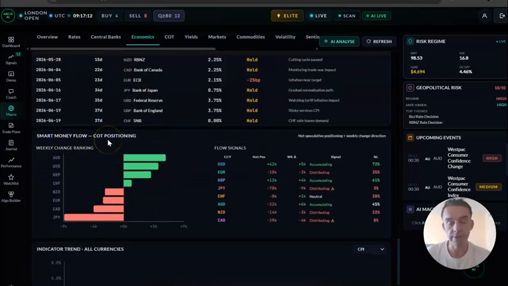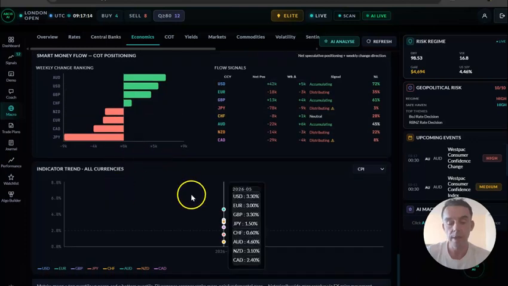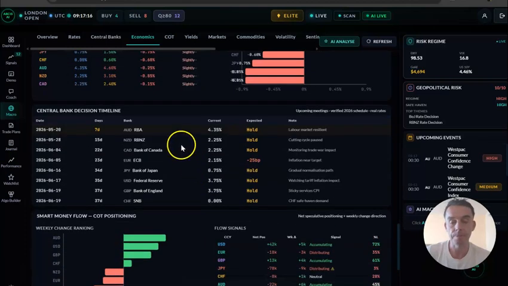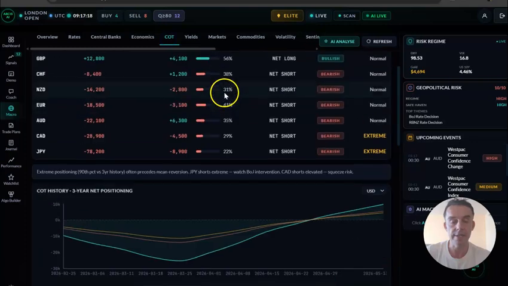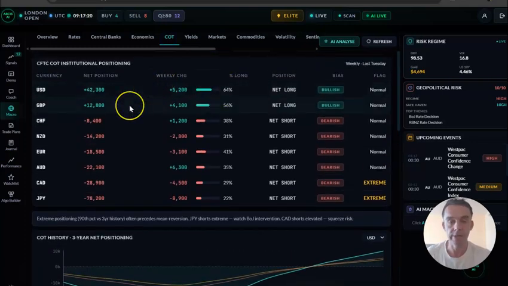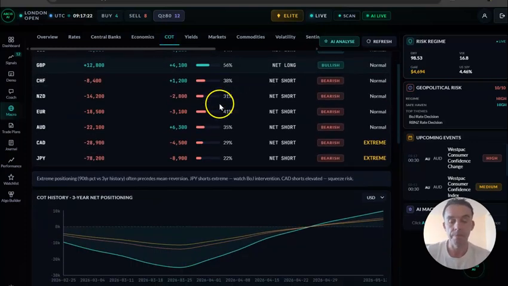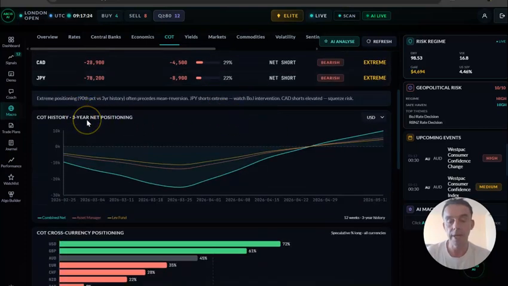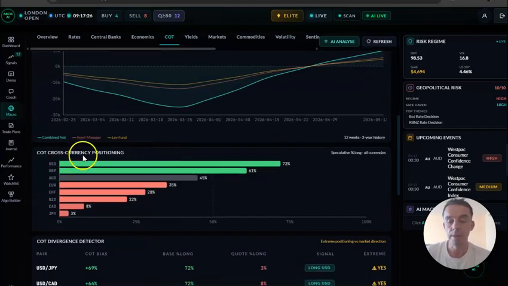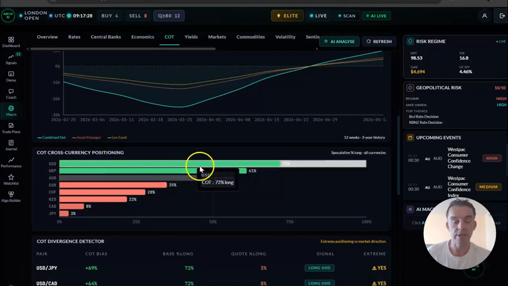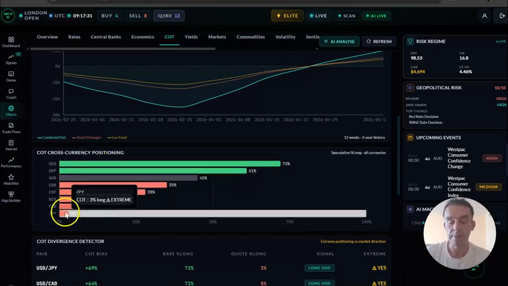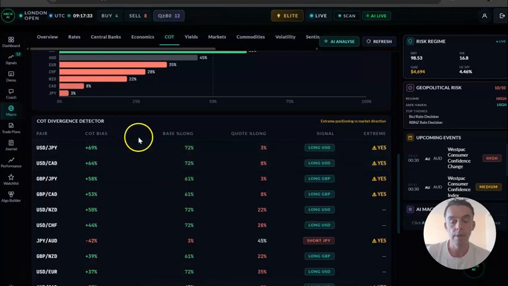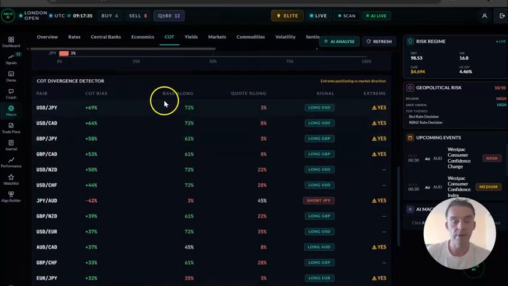Smart money flow, COT positioning, and indicator trend. Next is the COT. This updates weekly. The last 3 year net positioning, currency positioning. So USD is strong, JPY is weak. Here is COT divergence indicators telling you what to buy and what to sell.